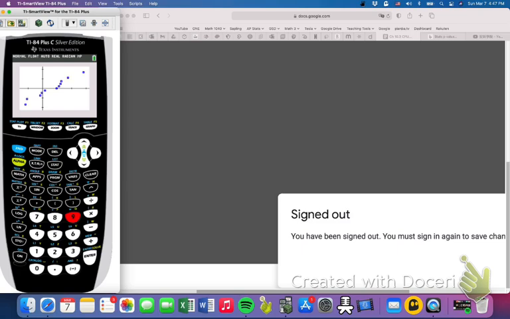So if you look at the data, now it looks fairly linear, right? Now when the pattern looks roughly linear, you can say that the sampling distribution is approximately normal. Okay? So only when the pattern looks linear in the normal probability plot.